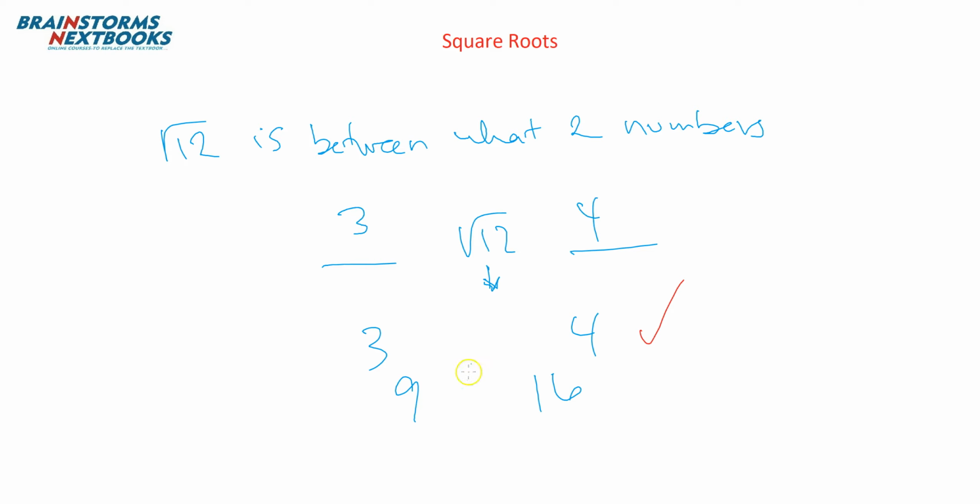And you notice that root 12 is not between 9 and 16. That was just to figure it out. The answers were 3 and 4, because if you put this in a calculator, it'd be like 3 point something. So root 12 is between 3 and 4, and the way we figured it out was by squaring both and seeing if 12 fell in that range.